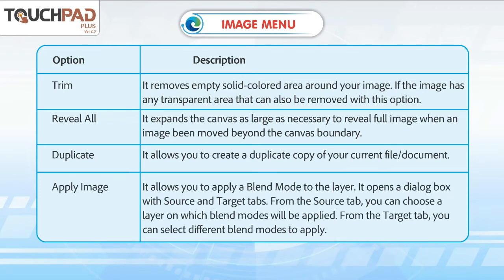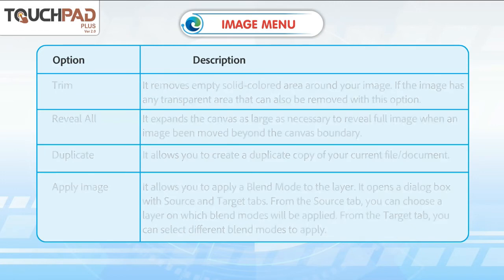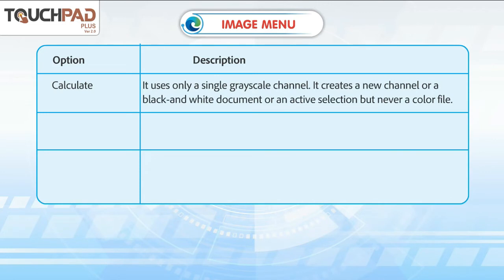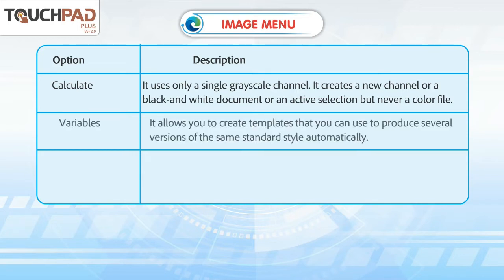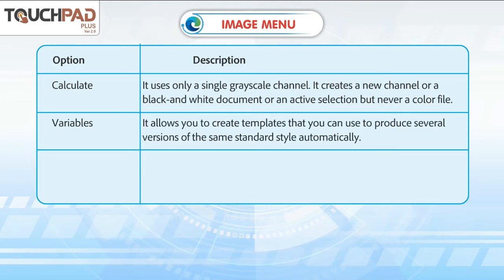Apply image. It allows you to apply a blend mode to the layer. It opens a dialog box with source and target tabs. From the source tab, you can choose a layer on which blend modes will be applied. From the target tab, you can select different blend modes to apply. Calculate. It uses only a single grayscale channel. It creates a new channel or a black and white document or an active selection, but never a color file.